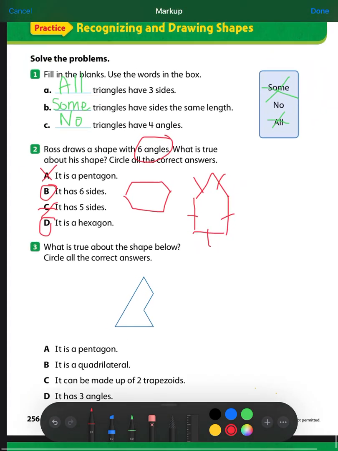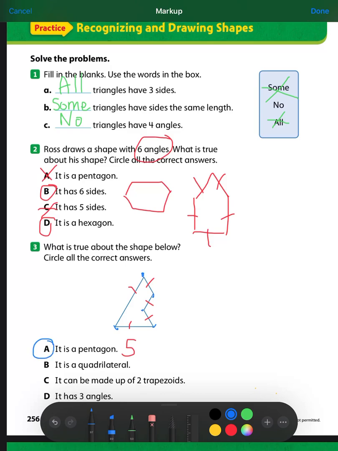All right, let's go down to number 3. Number 3. What is true about the shape below? Circle all the correct answers. So that means there could be more than one correct answer. All right, look at that shape. Let's read the answers. A, it is a pentagon. We know that a pentagon has 5 sides and 5 angles. So let's count the sides. 1, 2, 3, 4, 5. All right, now let's count the angles. 1, 2, 3, 4, 5.